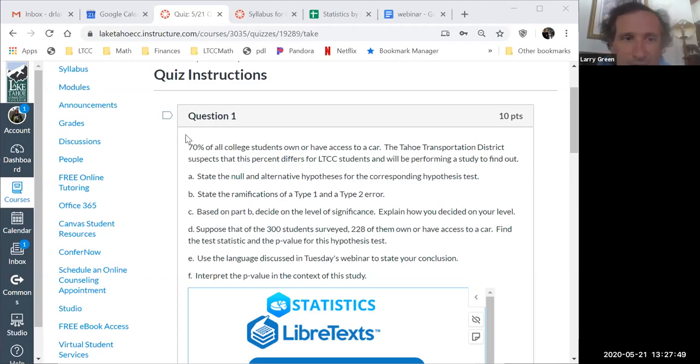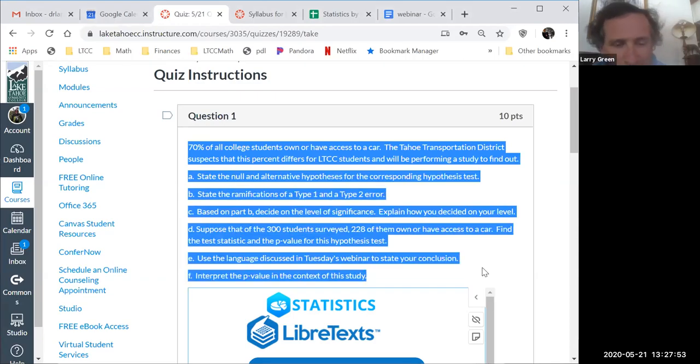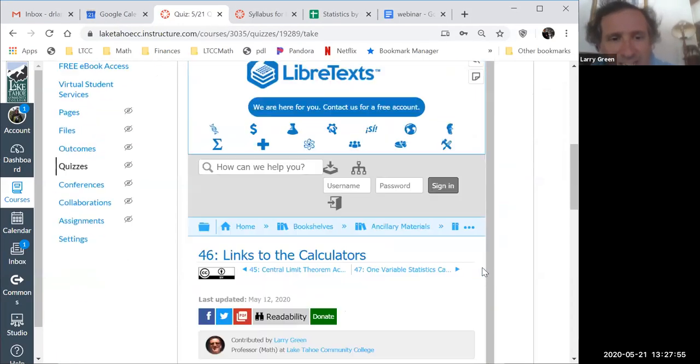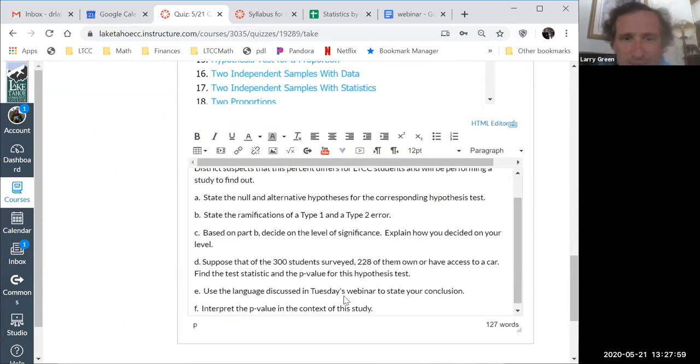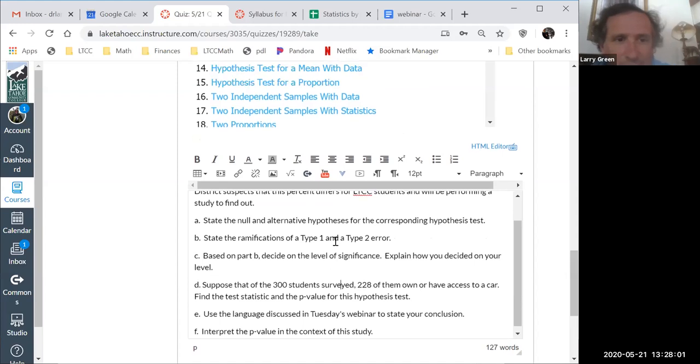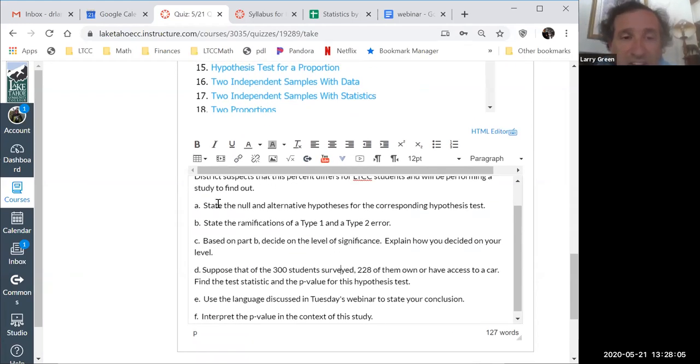Okay, so what I'm going to do is I think it's easier if I actually copy and paste this into the answer sheet area, so I don't have to go back, forward, and backwards because the calculator is kind of in the way. And then we can start answering the question. So first, state the null and alternative hypotheses for the corresponding hypothesis test.